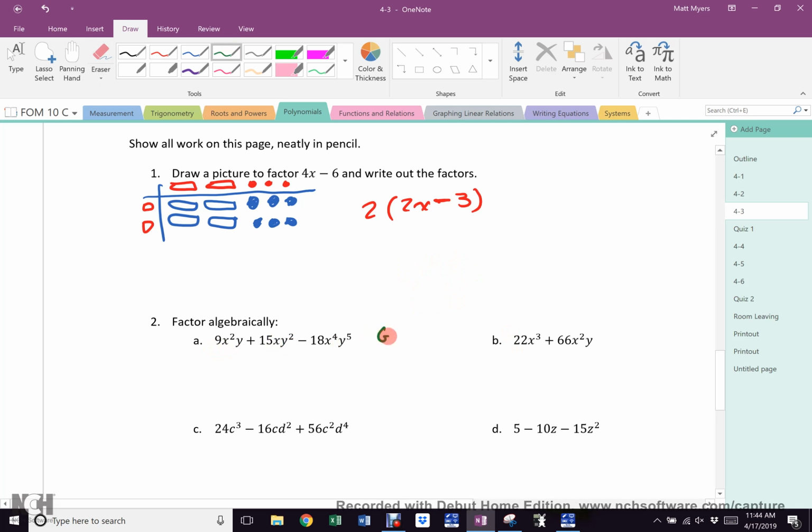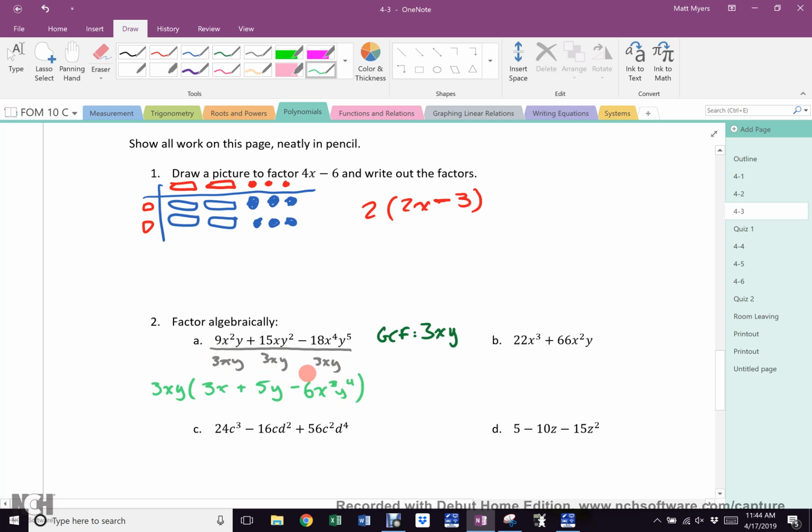What is the GCF here? 3. How many x's? 1. How many y's? 1. Step 1 is decide on the GCF. Step 2, divide everything by the GCF. Step 3, write the answer in the form of GCF and then all of these answers. 3x plus 5y minus 6x cubed y to the 4th. If you have that, I am perfectly happy.